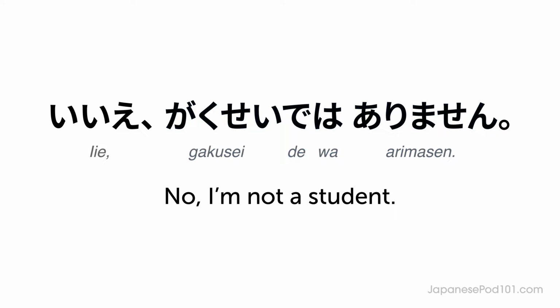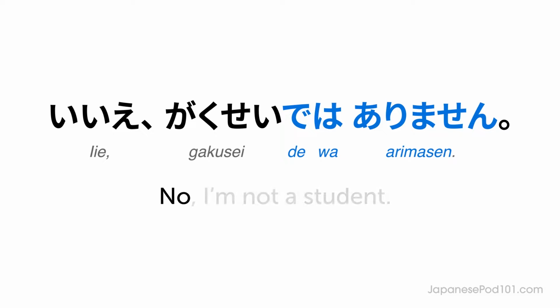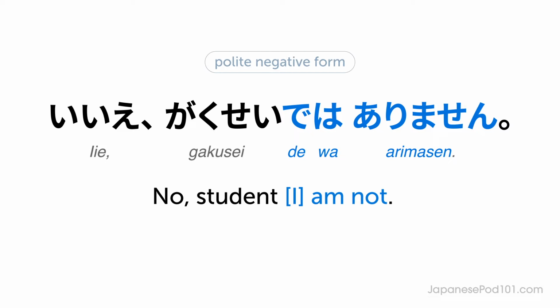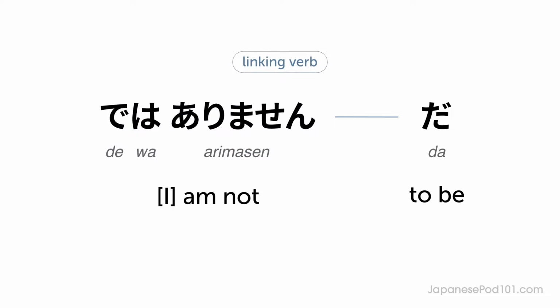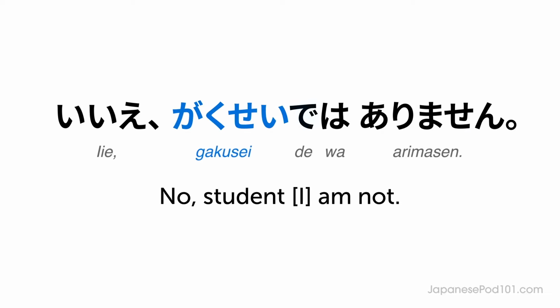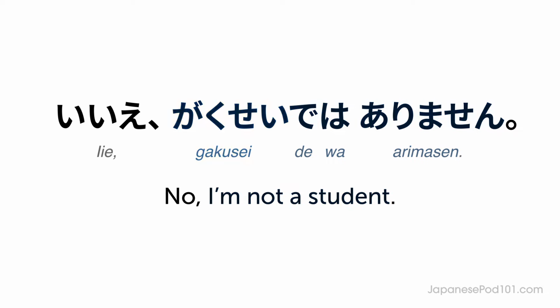First is 学生, student. After this is ではありません. Here, it's like the am not in I am not. It's a polite negative form of the linking verb. Note ではありません comes from the linking verb だ, to be. Altogether, it's 学生ではありません. This literally means student I am not, but it translates as I'm not a student. Note, the I is understood through context as Ken is responding to the question.